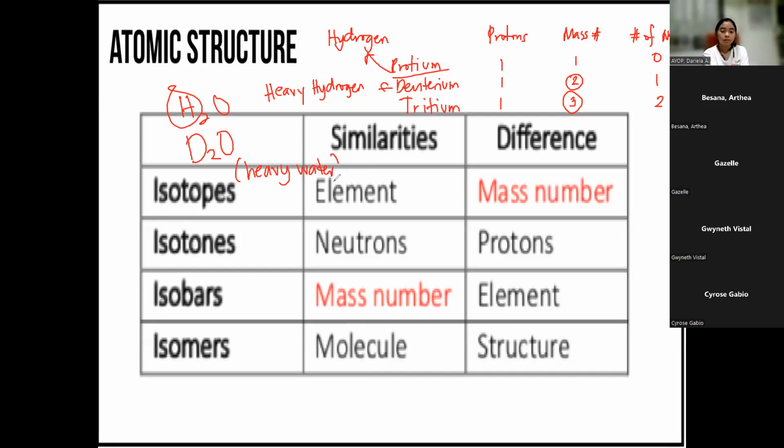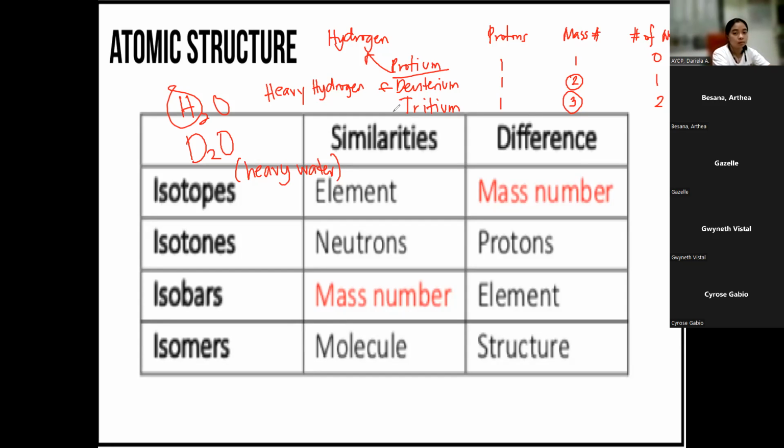And yes, nag-e-exist ito. Example sa dagat, as in deep sea, nandoon makikita si heavy water. Merong dito, aside from H2O, may D2O na nag-e-exist dyan. Question, can we drink that? Yes, in small amount, but not in very large amount. Again, this is heavy water or heavy hydrogen.